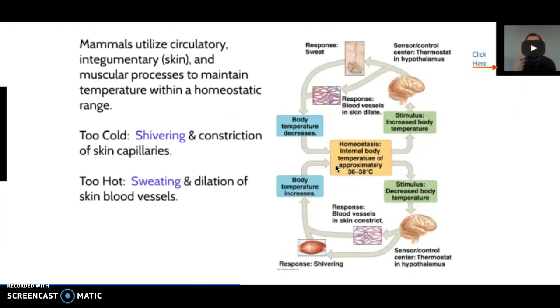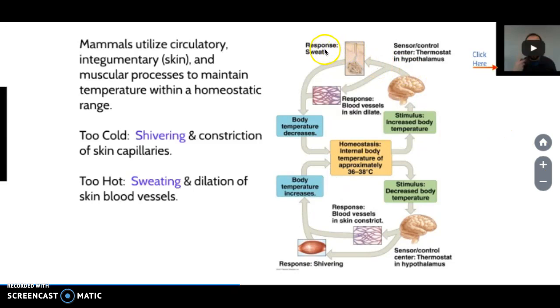Another way that mammals can utilize our skin to maintain body temperature is along with muscular processes. So these are strategies that animals use in order to maintain the body temperature. Because if you only produce heat and you don't minimize heat loss, then you have to use a lot more energy to produce all that heat, right?